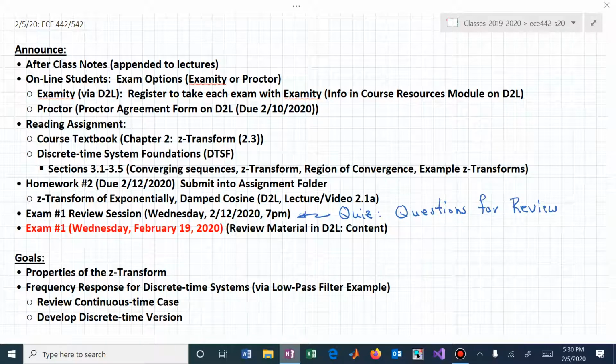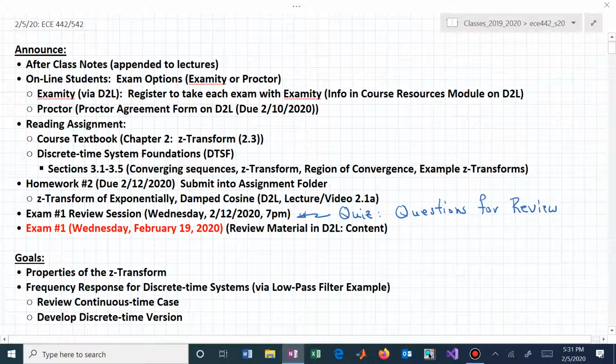If you're taking your exam via Examity and you've never done that before, I've listed some resources and provided some files in the course resources module on D2L for you to look at. Hopefully that will clear everything up relative to taking an exam using Examity.